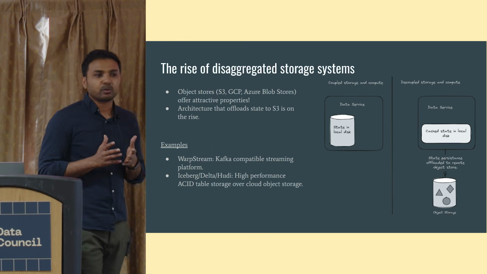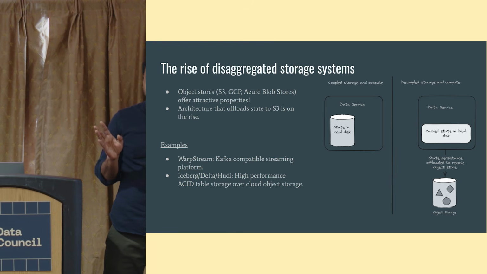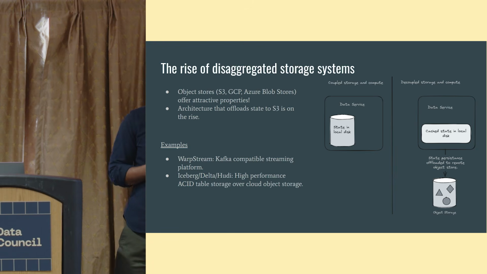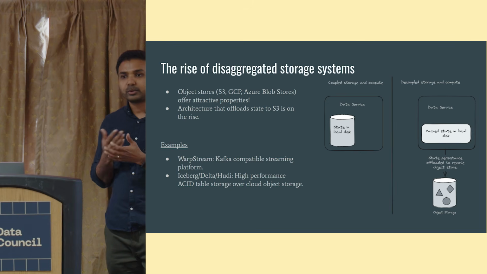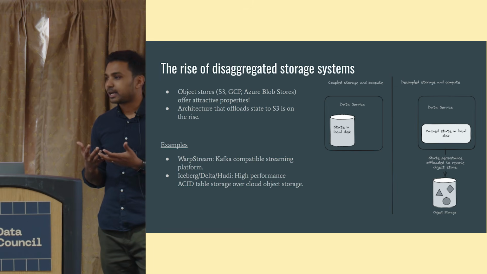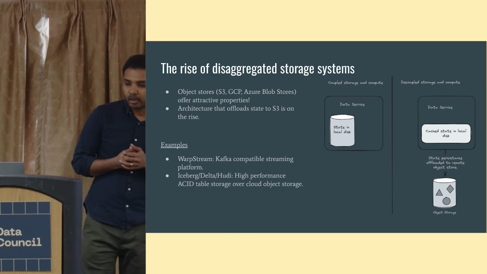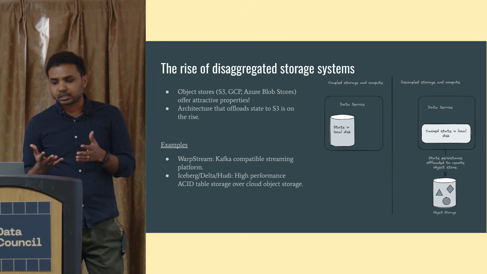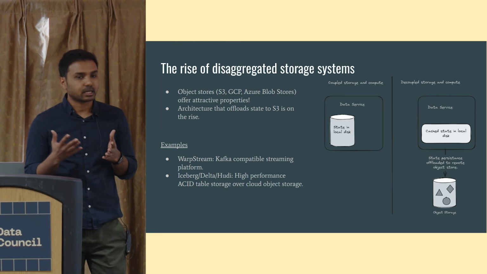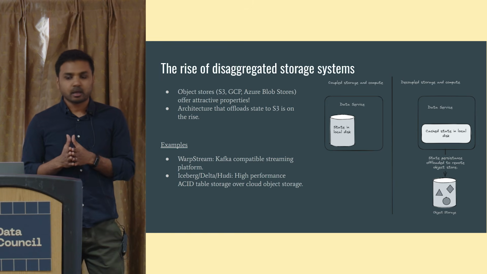So you have listened to a lot of talks in the conference. There are at least 4 talks that are talking about disaggregated storage systems. A disaggregated storage system is one where the compute and storage are separated, and the compute doesn't have any state. The only state that is there is on the object store. There are a lot of examples of this. WarpStream, for example, its brokers do not store any data. All the data is stored on S3.